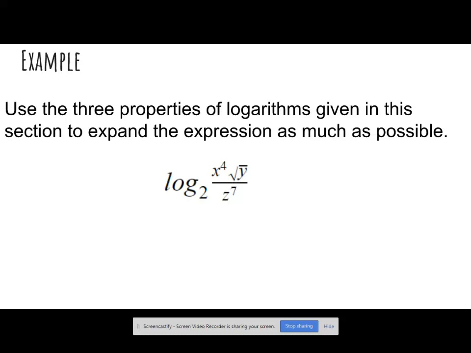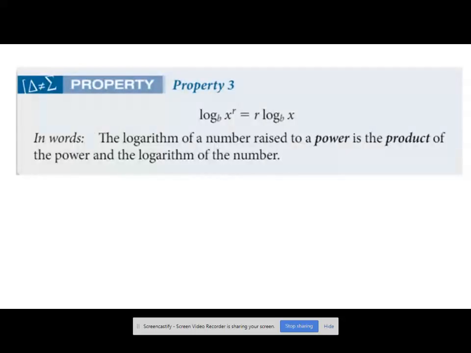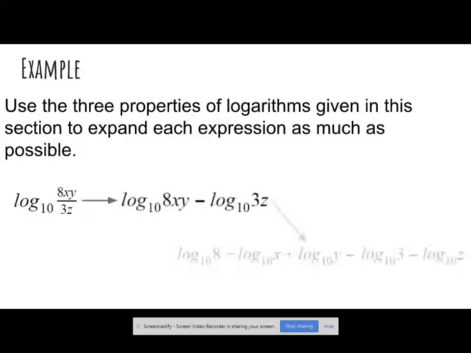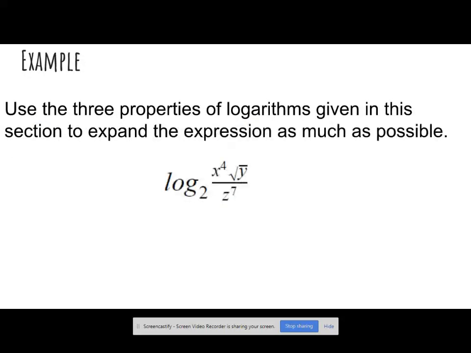Give this one a try on your own. See if you can expand this out. I put some exponents in there, so you're going to have to go back and look at property 3. All 3 properties are included in this problem. Give this one a try. I'm going to put the answer up.